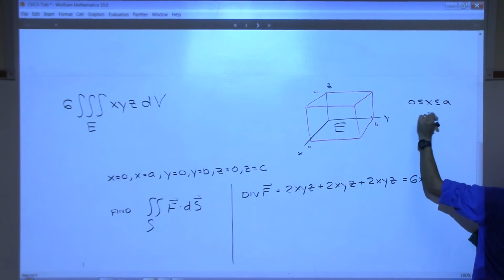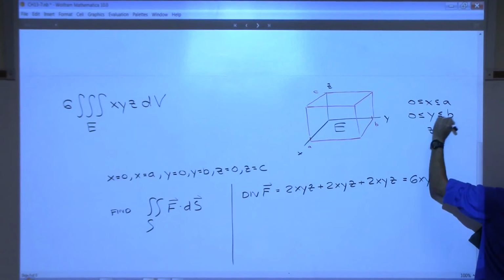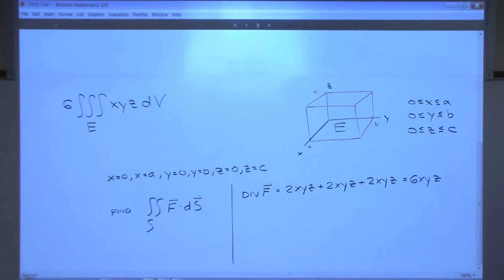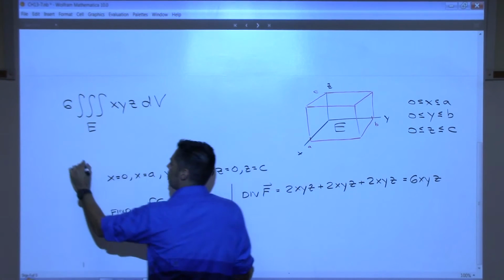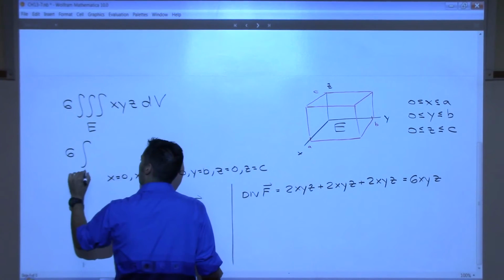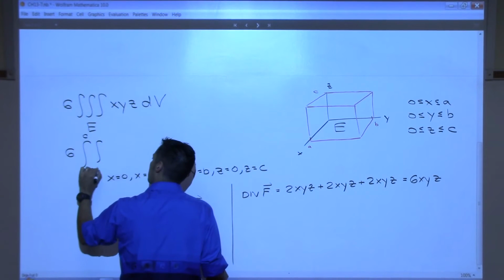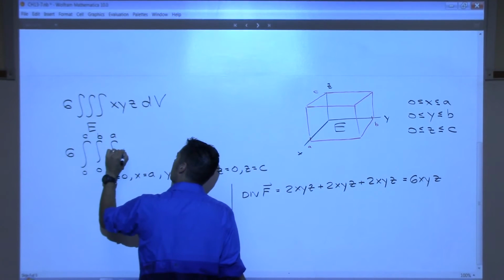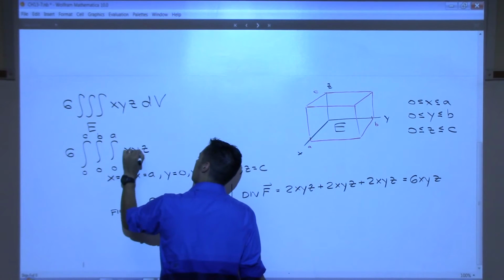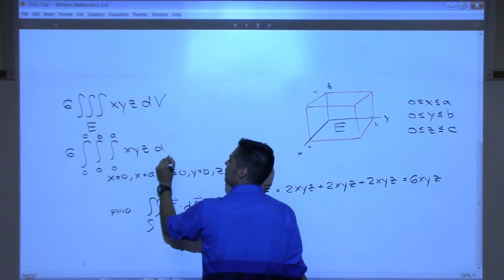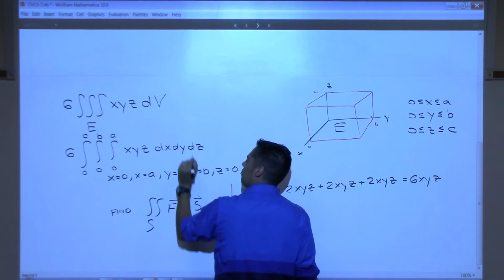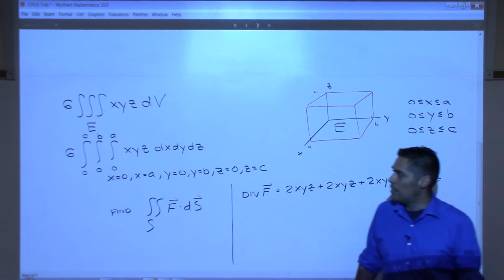0 to a, 0 to b, 0 to c. And so my triple integral over here turns into, I'll go 0 to c, 0 to b, 0 to a of xyz dx dy dz. I could have done that in any order, right?